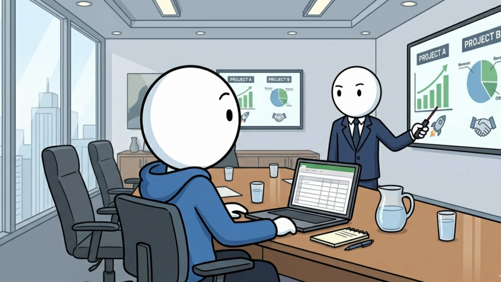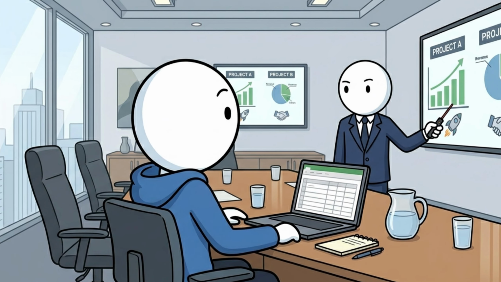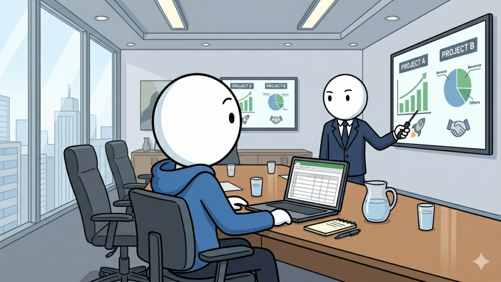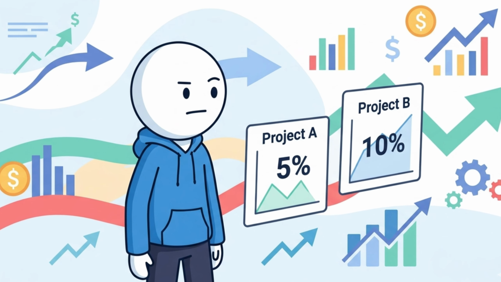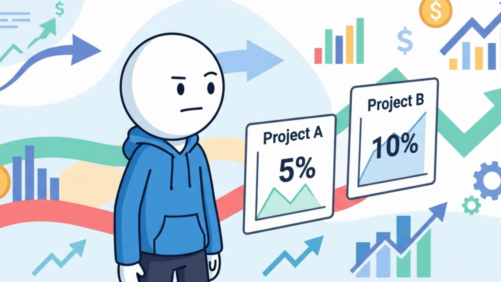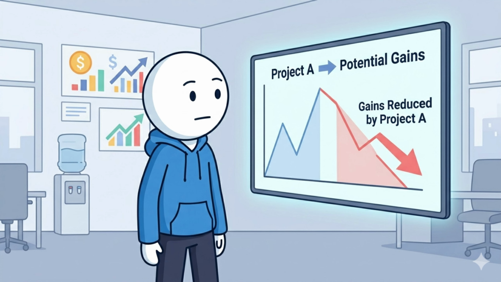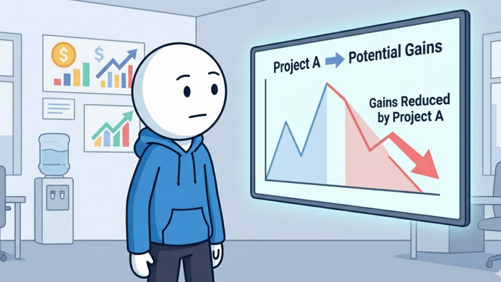If Project A earns a 5% return and Project B earns a 10% return, choosing Project A effectively costs the company a 5% gain. This is why opportunity cost is the gold standard of decision-making. It forces John to look beyond the visible and consider the invisible.